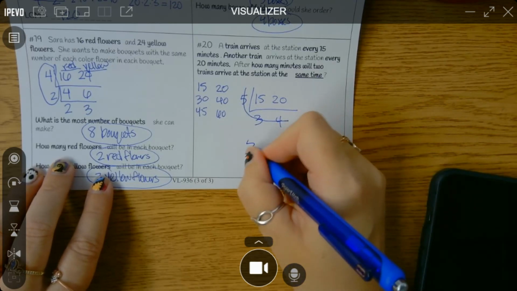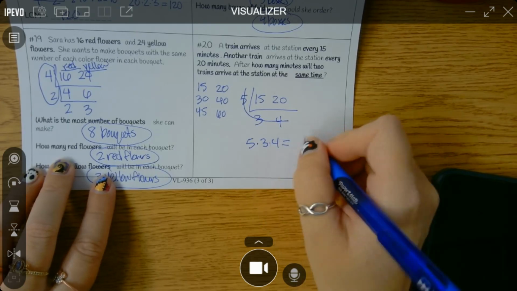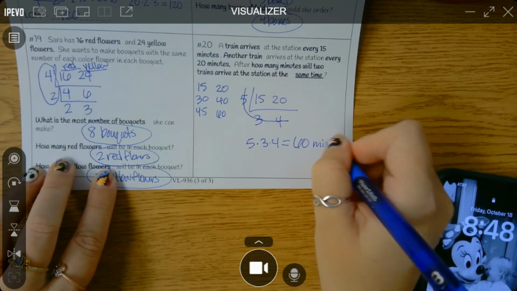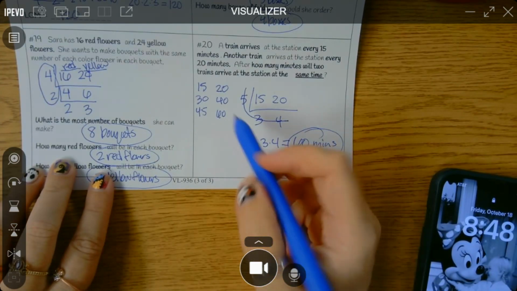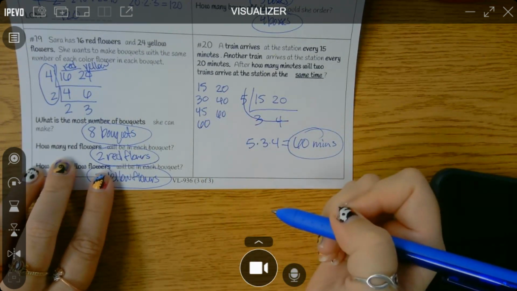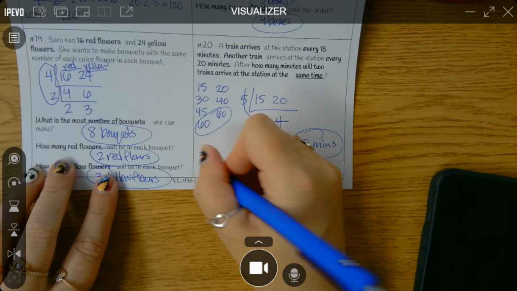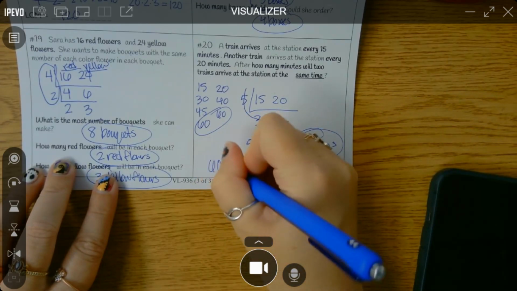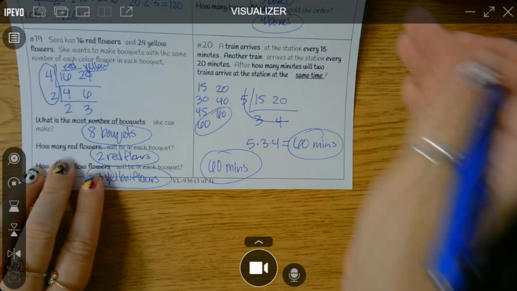But if I did LCM, 5 times 3 times 4, well, 4 times 3 is 12 and 12 times 5 is 60. So after 60 minutes, they'll arrive at the same time. And then you're like, oh yeah, had I just continued this list, added another 15 minutes, I would have gotten 60. So 60 is the first number that they can both multiply to become. So after how many minutes? 60 minutes. Done. All right.